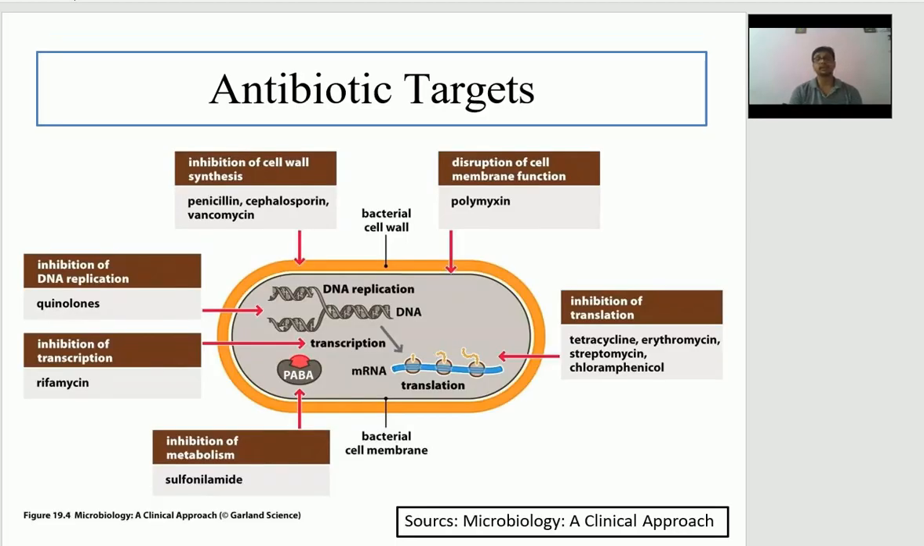Next, what are the targets of antibiotics? Generally, they inhibit cell wall synthesis. Examples are penicillin, cephalosporin, vancomycin. They also cause disruption of cell membrane function, for example polymyxin. They also cause inhibition of translation, for example tetracycline, erythromycin, streptomycin, chloramphenicol. They also act by inhibition of metabolism, for example sulfonamides. They inhibit transcription; an example is rifamycin. They inhibit DNA replication; that is quinolones.